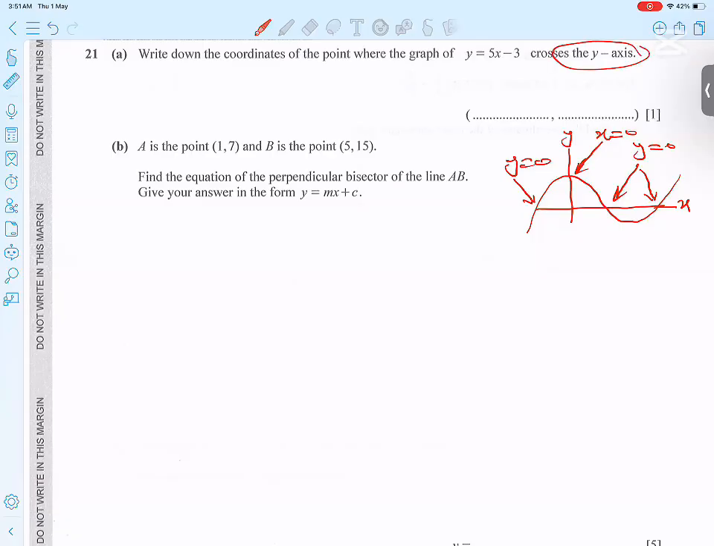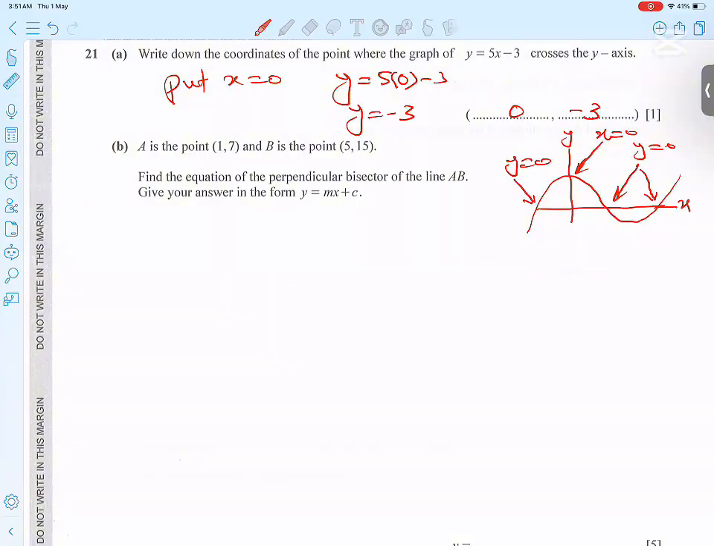So what is he talking about? The y-axis. So I will plug in x equals 0. So put x equal to 0, y equals 5 times 0 minus 3, and I got negative 3. So x is 0, y is negative 3. I believe the point is very clear.